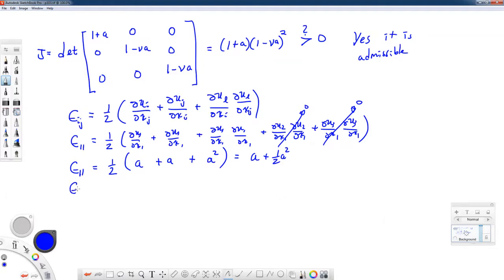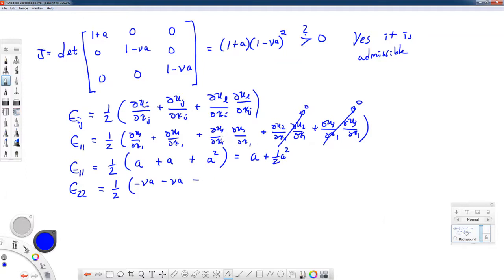Okay, now epsilon 2,2 will be very similar. It's going to be 1/2. Now this is going to be the partial derivative of u2 with respect to x2. So that was equal to minus nu a. And we have another one just like it.